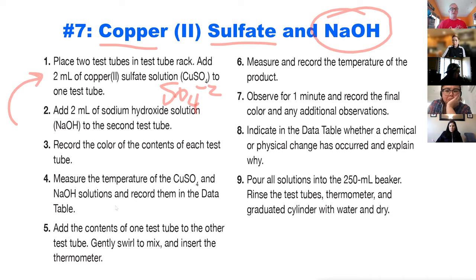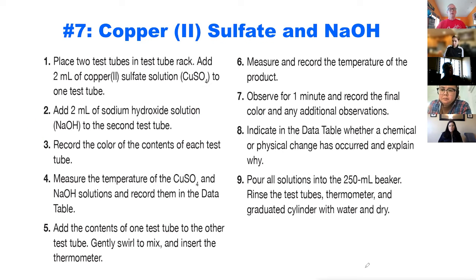So you'll have one test tube with copper 2 sulfate in it, and another one with 2 mils of sodium hydroxide. Measure the temperatures again, add them together, and then look for color change, light produced, precipitation. So again, that should take about 2 minutes to do.